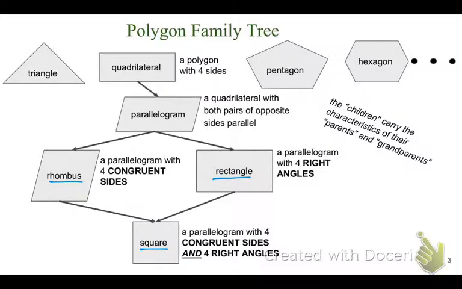And the rhombus and the rectangle inherited the characteristic of being a quadrilateral with both pairs of opposite sides parallel. Obviously that works for a rhombus and a rectangle as well as a square. So the rhombus, rectangle, and square all inherited that from the parallelogram. And the parallelogram and everything below it all inherited the characteristic of a quadrilateral, which is that it is a polygon with 4 sides. So square is obviously a polygon with 4 sides. A rhombus is a polygon with 4 sides. Rectangle is, and so is a parallelogram.